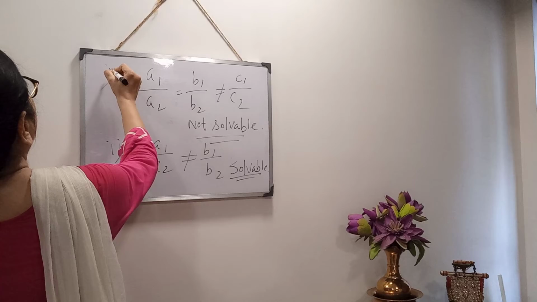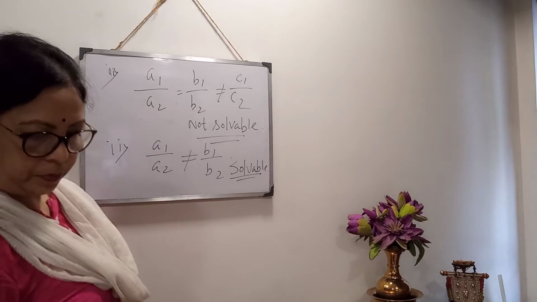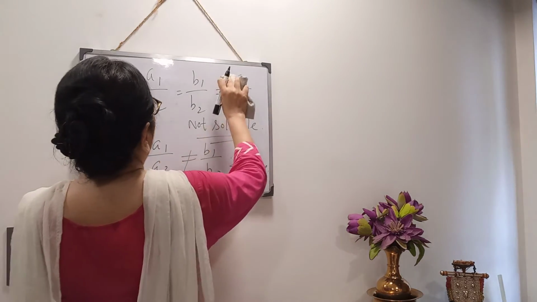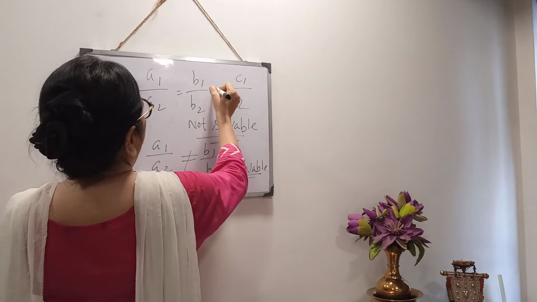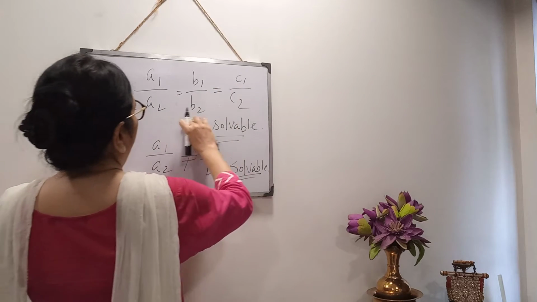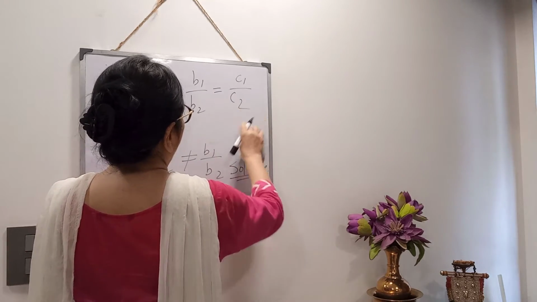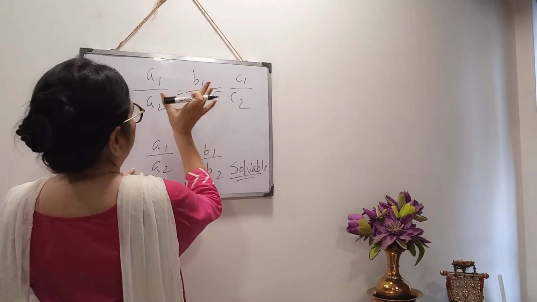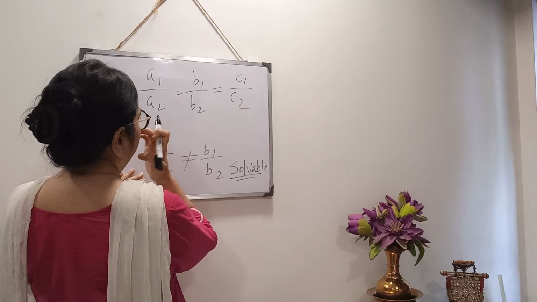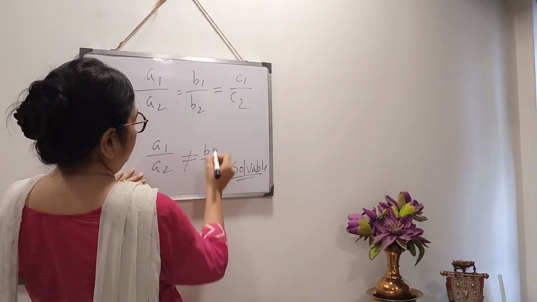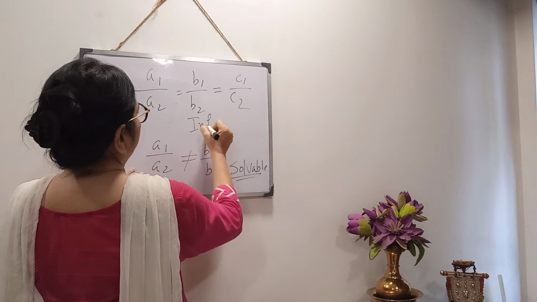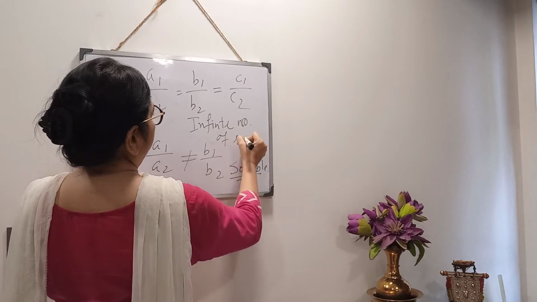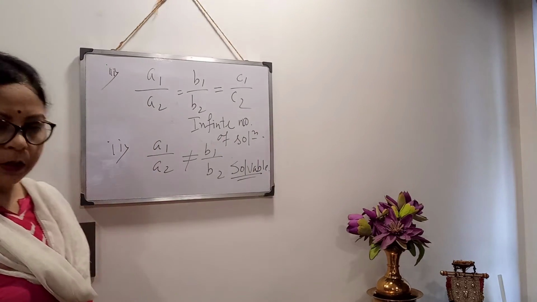And third one is a1 by a2 equals to b1 by b2 equals to c1 by c2. In that case, we will get infinite number of solutions. That means it is solvable. Otherwise, the solution will not come. But here we will get only single solution, and here infinite number of solutions. So these are three conditions. Clear? Now with example I am explaining.